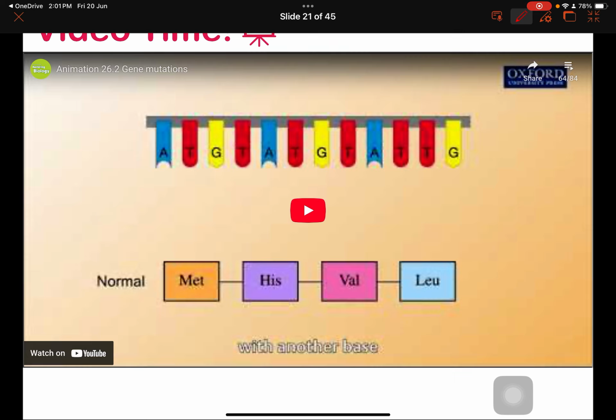So to illustrate what happens when there's a change in your genetic sequence, let's take a look at this video to understand how genetic mutation happens in your cells.